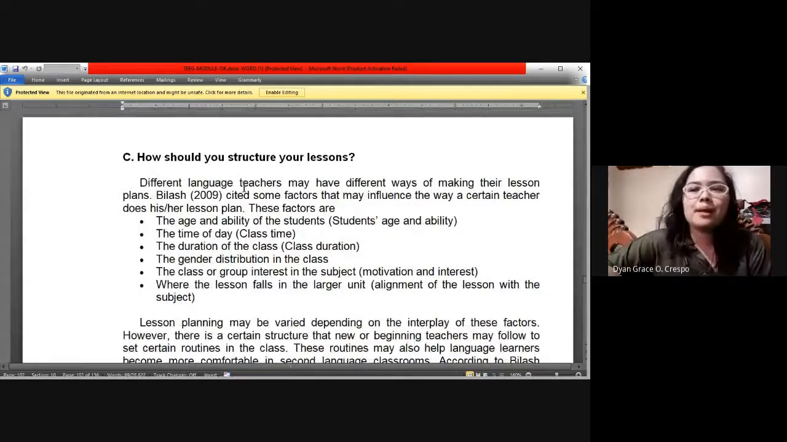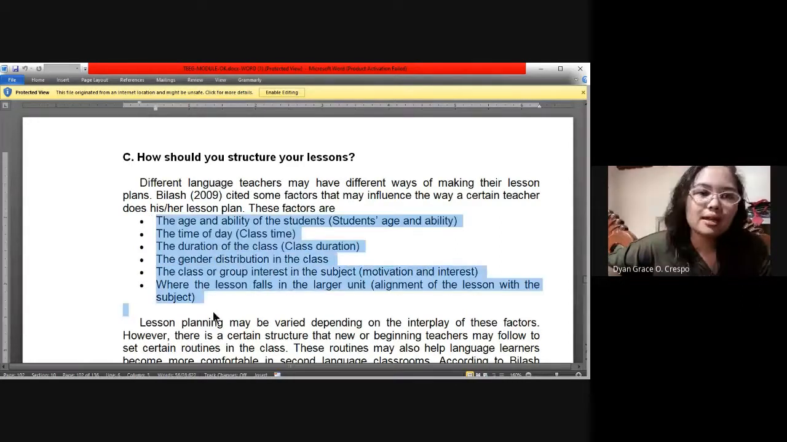But there is an element. Different language teachers may have different ways of making their lesson plan. The last cited some factors that may influence the way a teacher does his or her lesson plan. As you could see, this one has again different age and ability of the students. So there are times that your lesson plan would be very different. The set of activities and objectives will be different. For example, you're teaching grade 1, you're teaching grade 3. Iba-iba kasi sila. Depende yun.